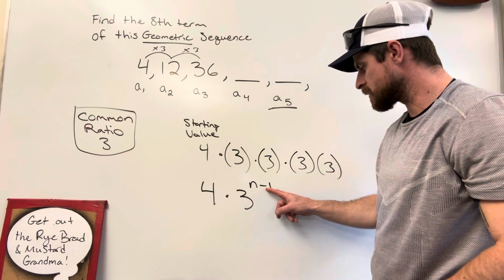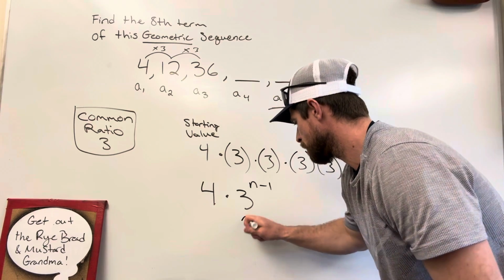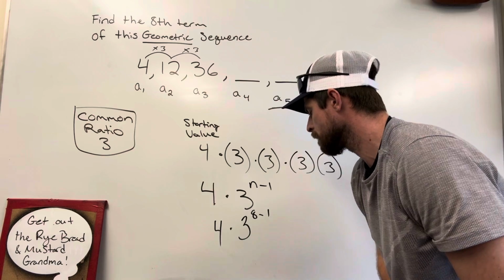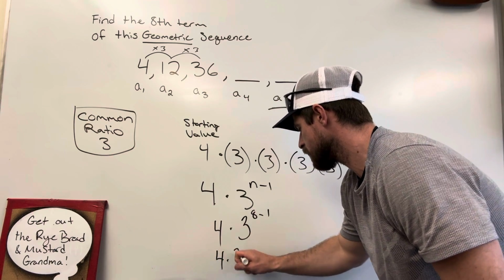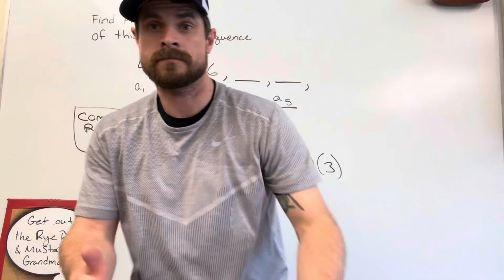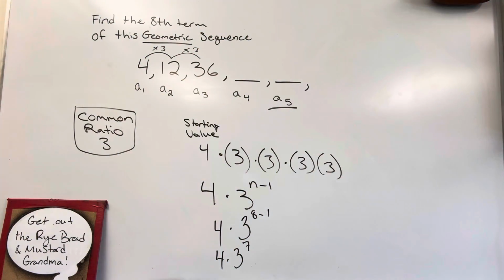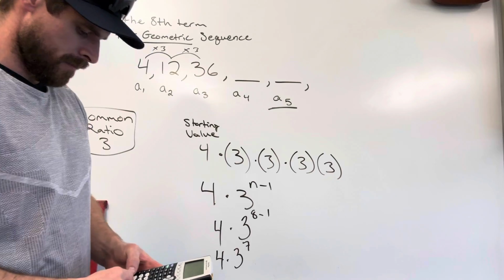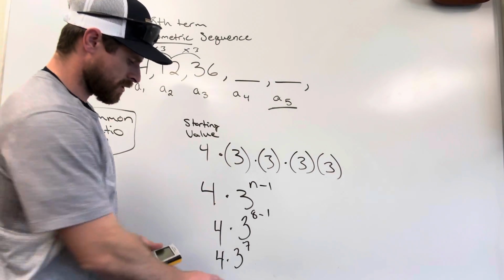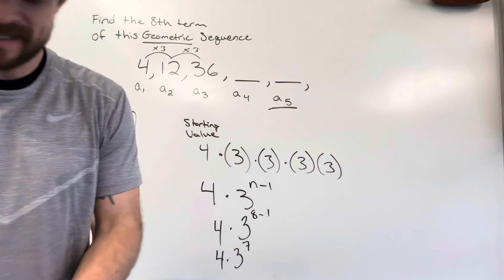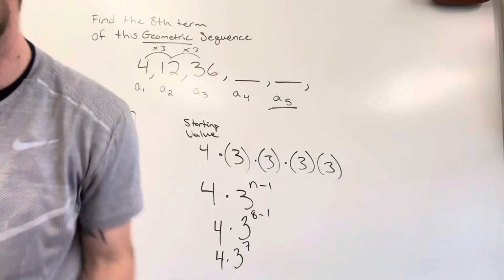8 minus 1, and we'll multiply that by 4. So that's 4 times 3 to the 7th power. Grab a calculator, type it in, and see what you get. 3 to the 7th power times 4. So 3 to the 7th is 2,187, multiply it by 4, you're left with 8,748.